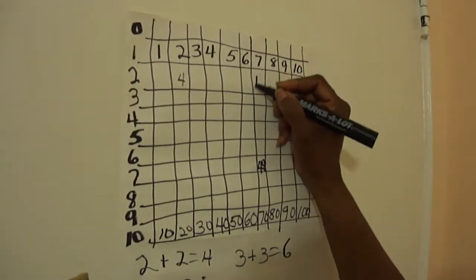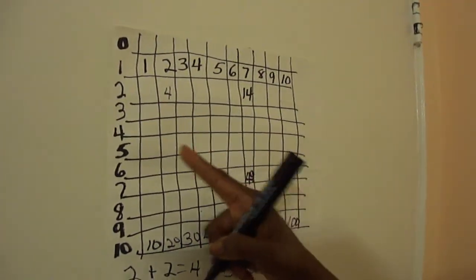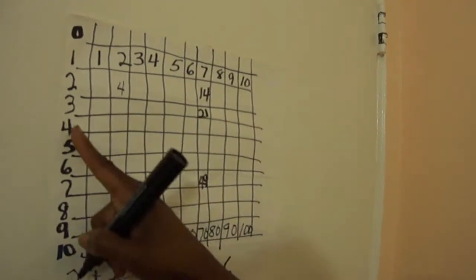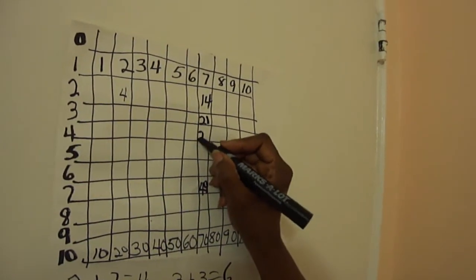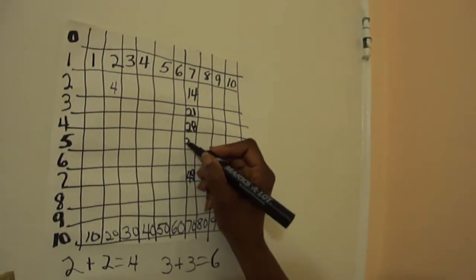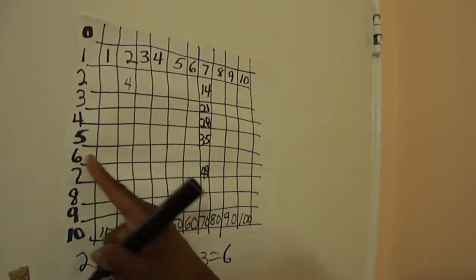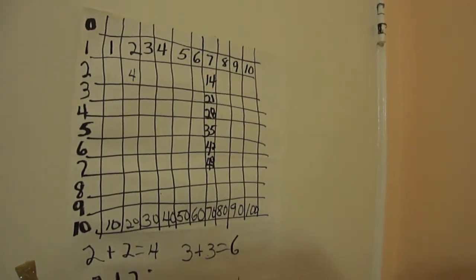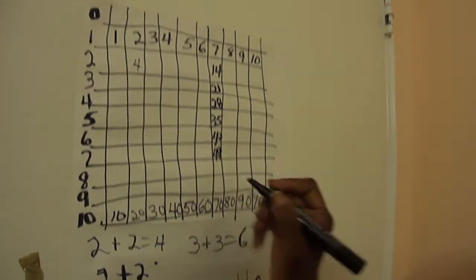2 times 7 is 14. Okay? 3 times 7 is 21. 4 times 7 is 28. These numbers are already here. 5 times 7 is 35. 6 times 7 is 42. We just did it in the triple double.